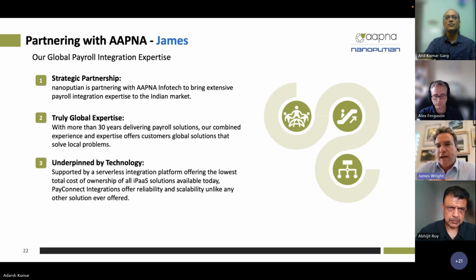The tool itself and the solution is perfectly suited, as has been mentioned earlier in the presentation, to the Indian market, but also in broader regional markets too. So with partners like Apna, having that local network expertise, the regulatory and compliance and business environment knowledge, together with that technology is a very compelling and exciting proposition.